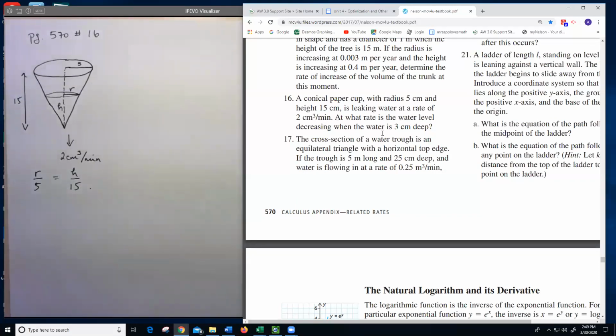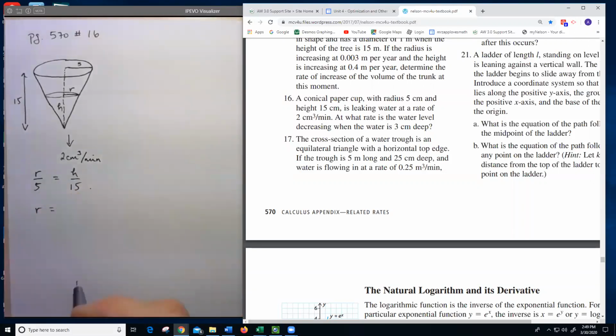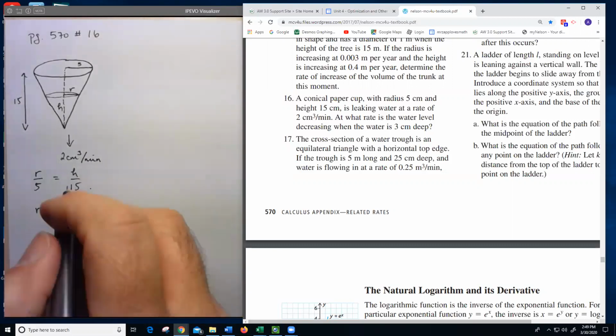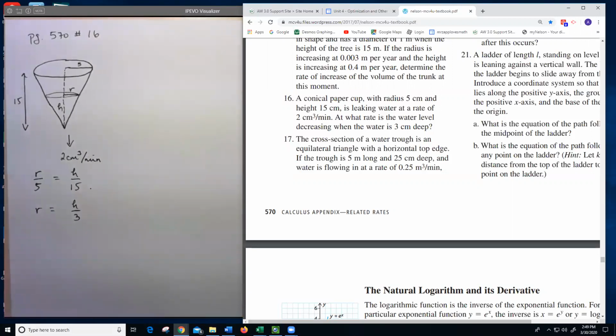Because look at the information they've given me. They've given me a water level, they've given me an H value, and I'm looking for the rate of the H value. So I agree with those of you that said R in terms of H, because H is what I want left in my equation. So I'm going to write R in terms of H, even though it's the more annoying one because it means I'm going to have a fraction. So this will just be H over 3, because 5 over 15 is H over 3.